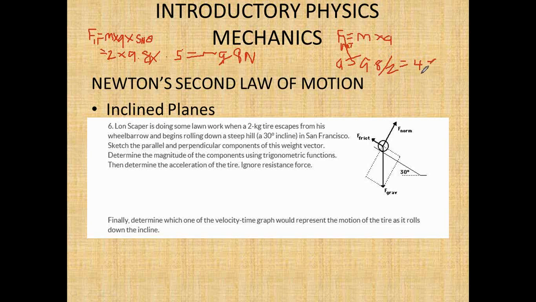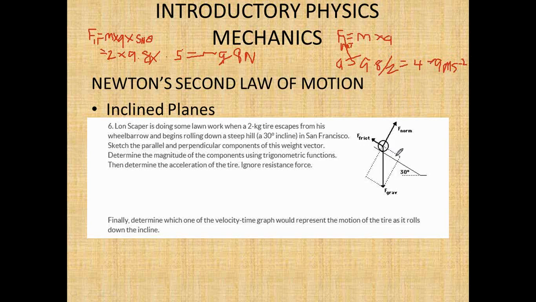So 4.9 meters per second squared. You can also write it as meters per second to the minus 2. All right, so the tire got away from a landscaper and it's rolling down the inclined surface, 30 degrees.